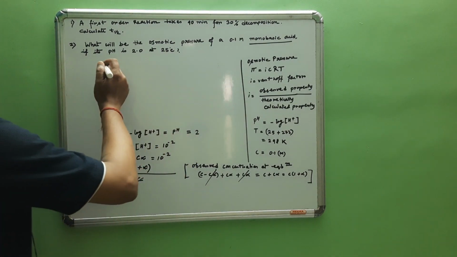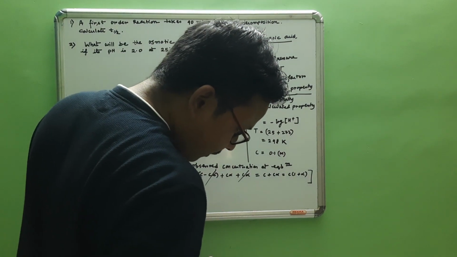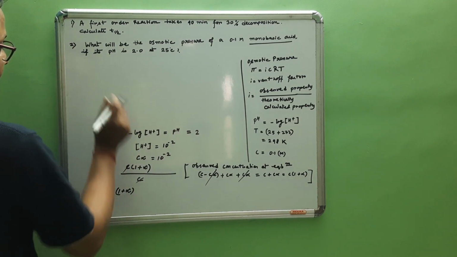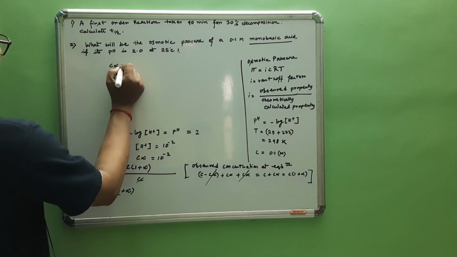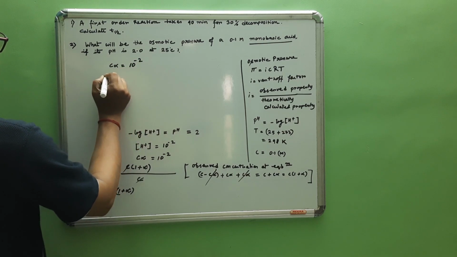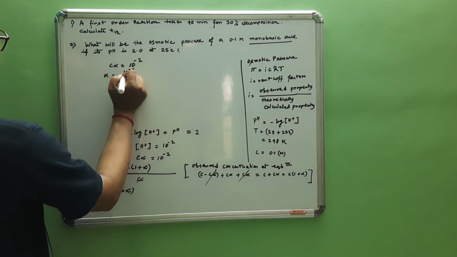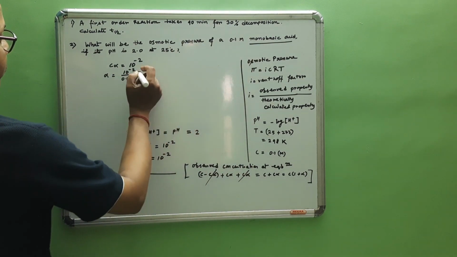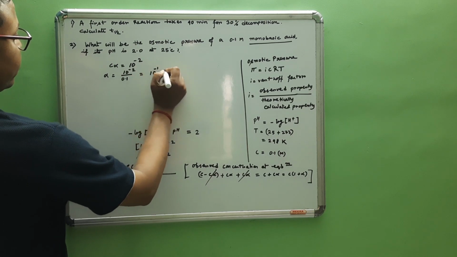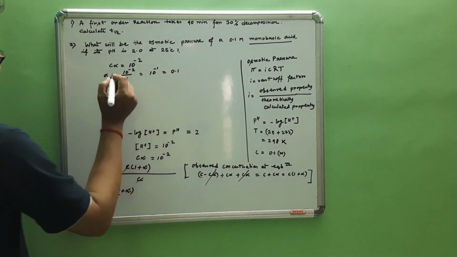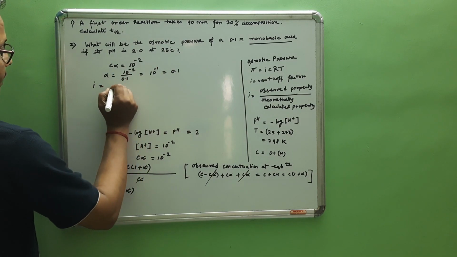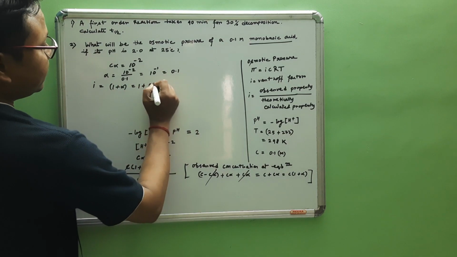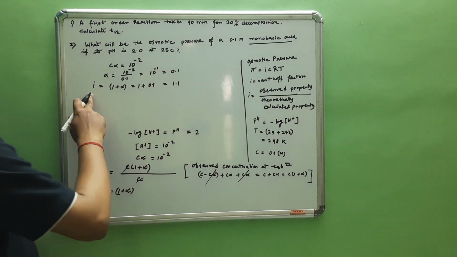Now what will be the alpha here? We get C alpha as 10 to the power minus 2. So alpha is 10 to the power minus 2 by 0.1, because the concentration of the monobasic acid, the value of C, is 0.1 mole, that means 10 to the power minus 1, that is 0.1. So the Van't Hoff factor i is 1 plus alpha, that means 1 plus 0.1, that means 1.1. So we got the value of i.